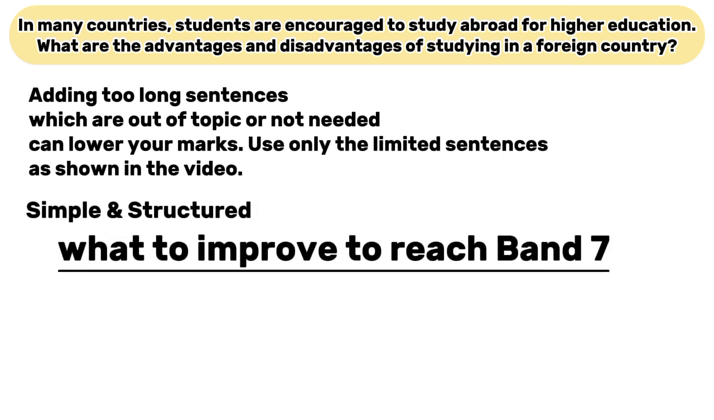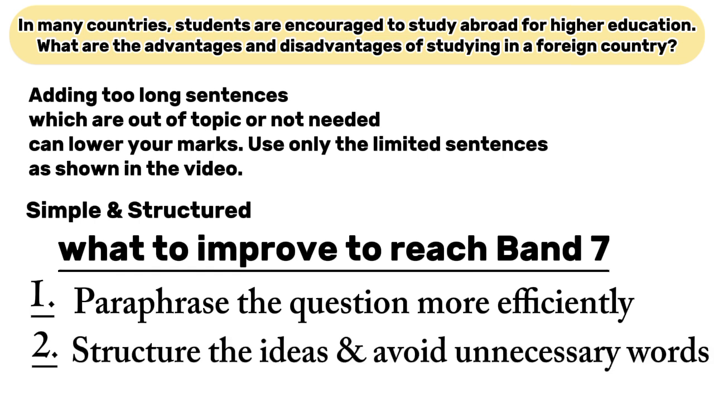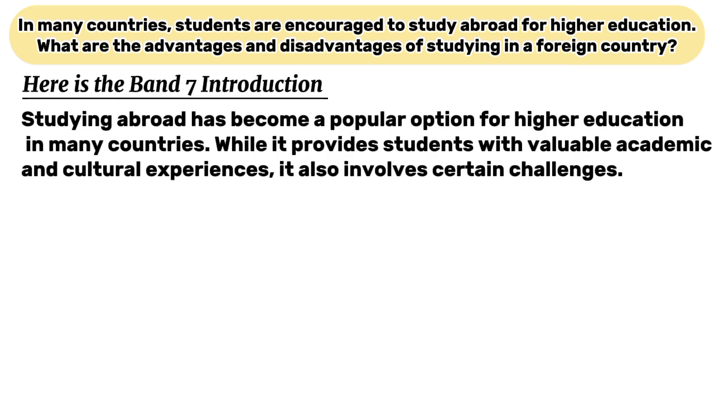What to improve in this writing to reach Band 7? Number 1. Paraphrase the question more efficiently. Number 2. Structure the ideas and avoid unnecessary drama. Number 3. Add some intermediate level vocabulary. So, here is the Band 7 introduction. Studying abroad has become a popular option for higher education in many countries. While it provides students with valuable academic and cultural experiences, it also involves certain challenges.